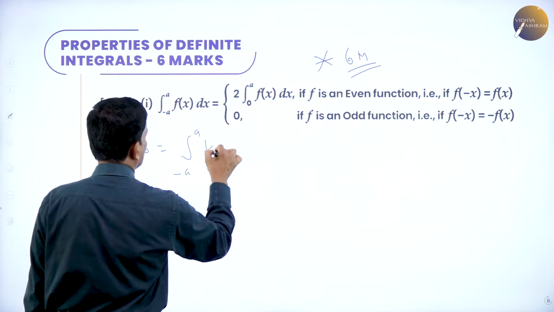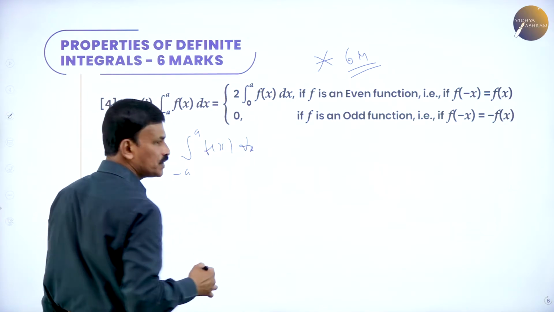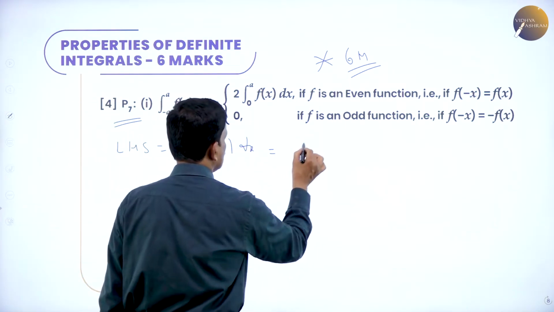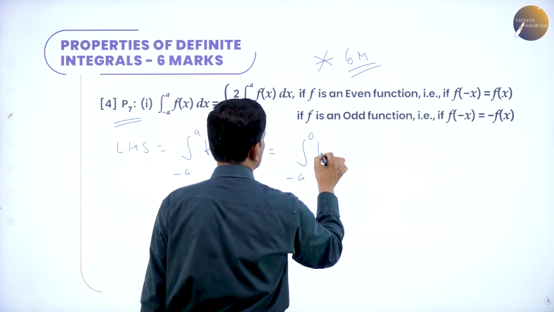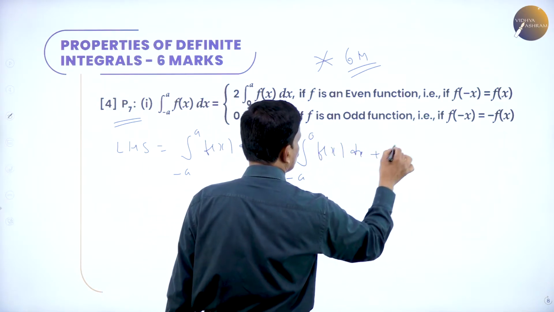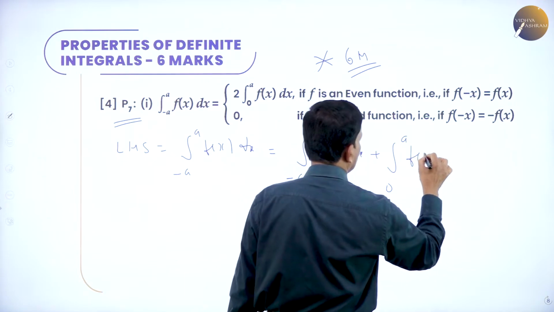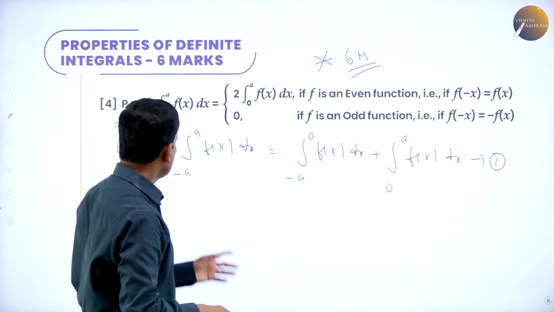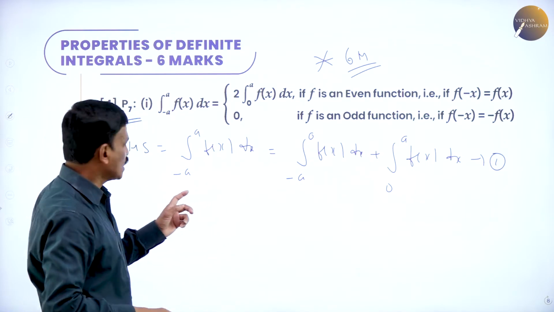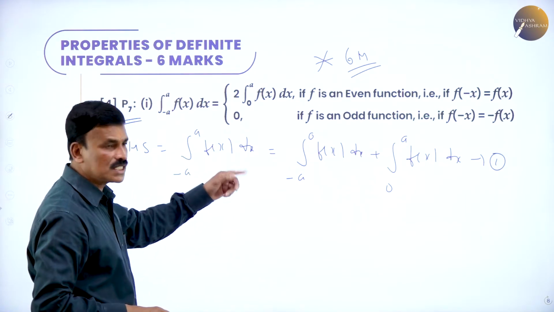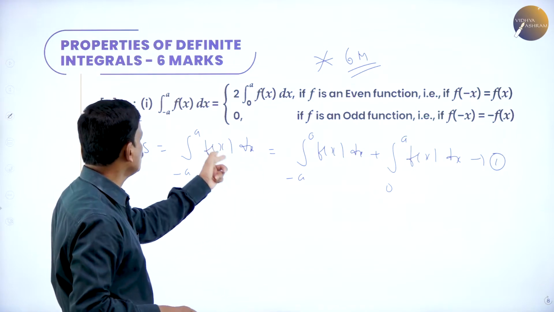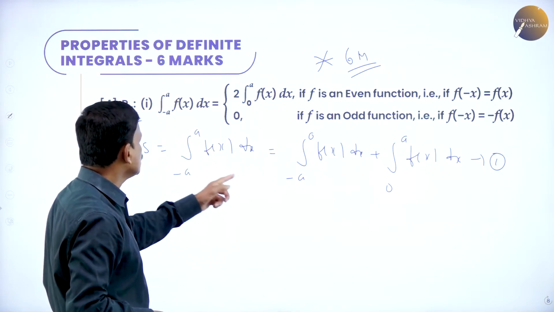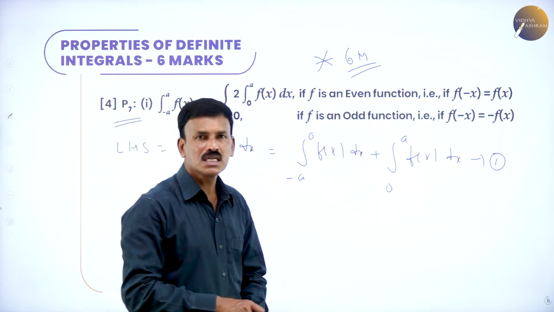Integral from minus a to a of f of x dx. Now, according to property number 2, this can also be written as integral from minus a to 0 of f of x dx plus 0 to a of f of x dx. Let us represent this as equation number 1. Split the integral. So, according to the previous property, the second property, minus a to a f of x dx can also be written as minus a to 0 f of x dx plus again 0 to a f of x dx.